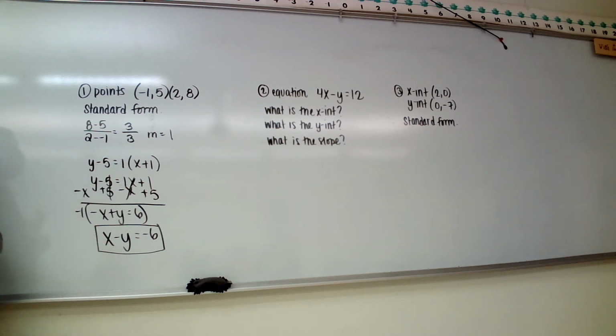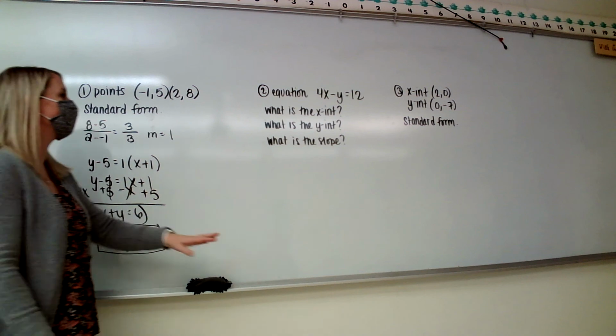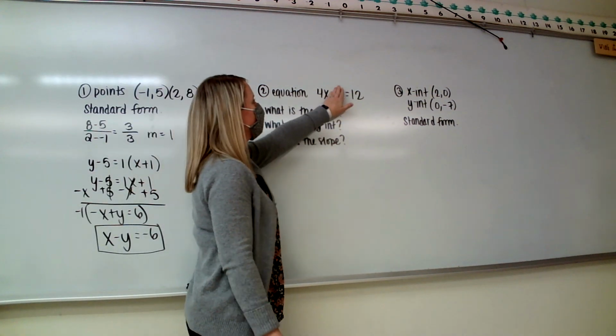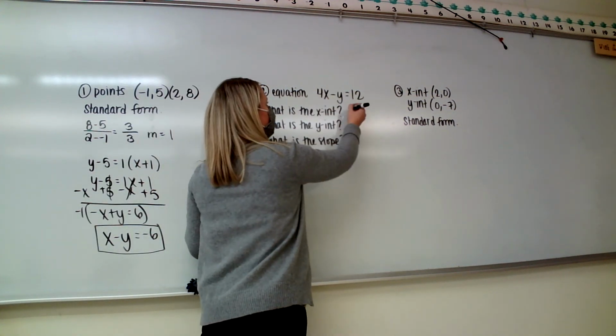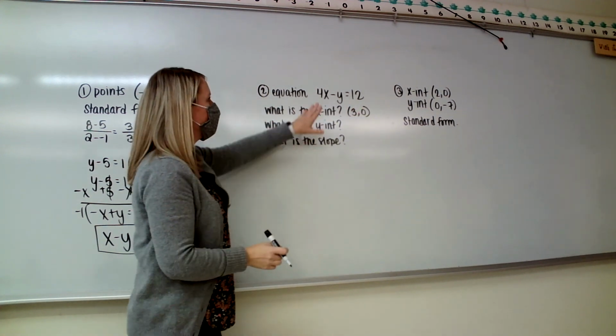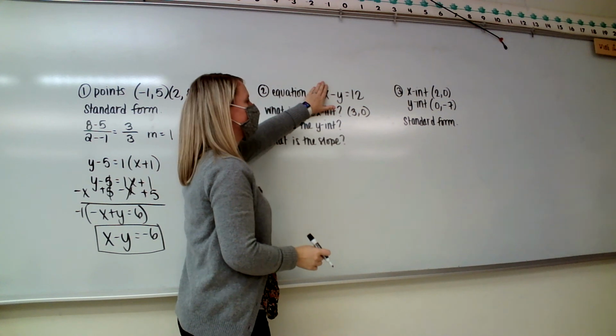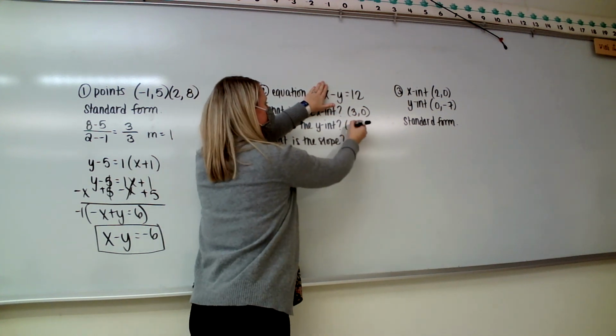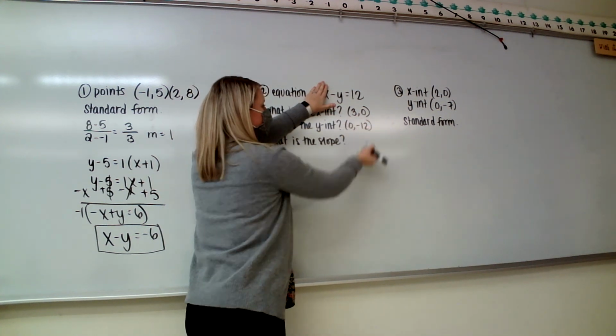Okay, number 2, we have an equation. What's the x-intercept? I can find that pretty quickly just by covering my y or plugging in a 0. The x-intercept would be 3. Remember, we write it as (3, 0). What's the y-intercept? Cover the x or plug in a 0. Just be careful, it's negative y. So the y-intercept would be -12.